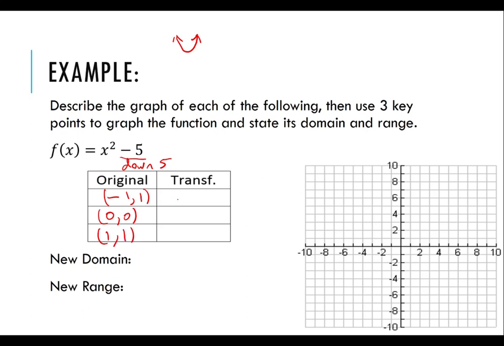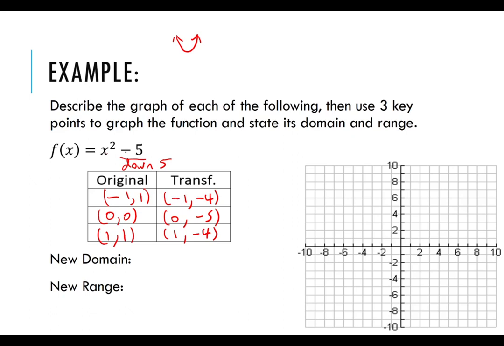And then when I transfer these things, I'm just moving these values down by 5. And so the new points will actually be -1, -4, 0, -5, and 1, -4. And if we want, we can then graph this. If you wanted to plug those values in, that's really where I got them.